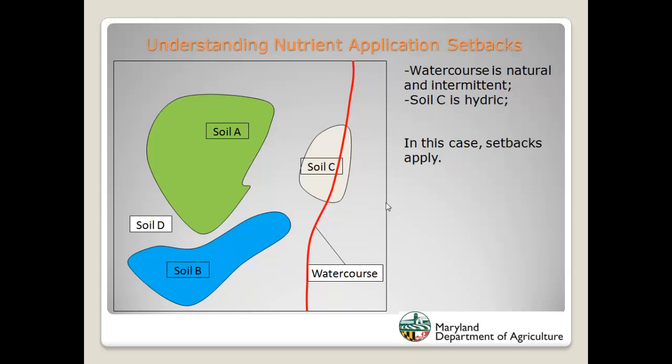So in this final example, you have a watercourse that appears as more natural. It has this winding nature to it. Just to confuse you, I've said that soil C is hydric, and in this case, the setbacks apply. It applies not without regard to why it's hydric. It applies because that watercourse is natural and it's intermittent. So it's a natural stream, it's intermittent, and the setbacks apply.